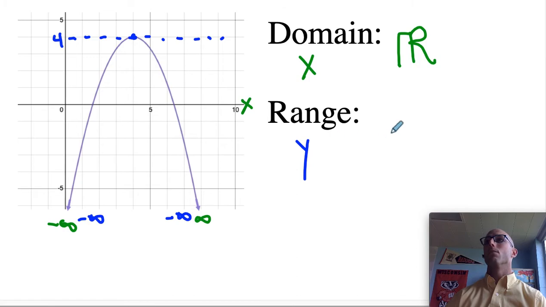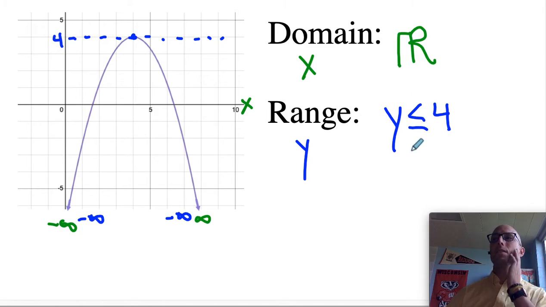So here's how we can list our range. Our range is y values that are less than or equal to 4, because it goes to negative infinity, and the highest it ever gets is 4. We use this inequality notation often. If you're not too comfortable with inequalities, you can just write it out in words. We want to know that you understand the concept. So our range is all values equal to 4 and less than 4.